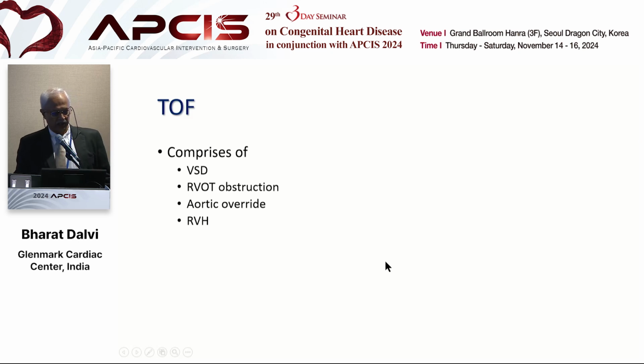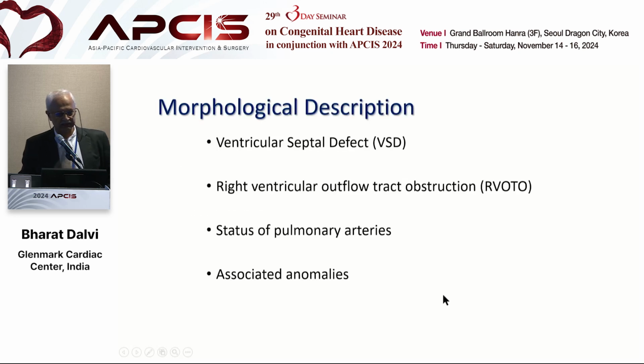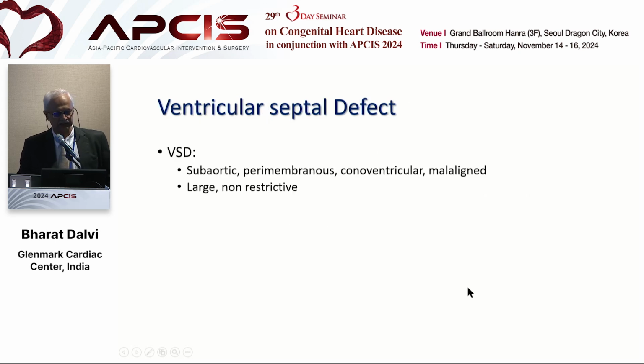obstruction, aortic override, and right ventricular hypertrophy, of which the first 2 are the primary defects comprising VSD and RVOT obstruction, and the subsequent 2 are just the outcomes of the first 2 morphological abnormalities. So when it comes to morphological description of tetralogy, I would like to deal with ventricular septal defect, right ventricular outflow tract obstruction, status of pulmonary arteries, more so in relationship to tetralogy of Fallot with pulmonary atresia, and maybe touch upon some associated anomalies.